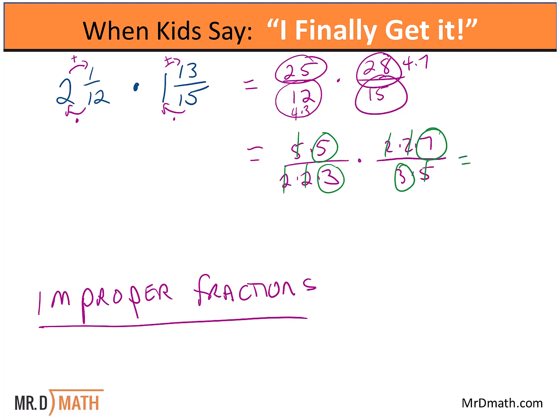Here's my denominator. What do we have in the numerator? We have 5 times 7, which is 35. What do we have in the denominator? We have 3 times 3, which is 9.